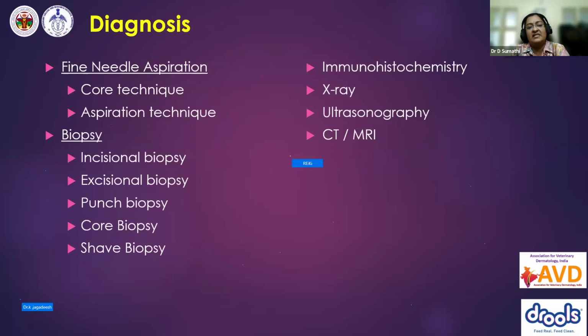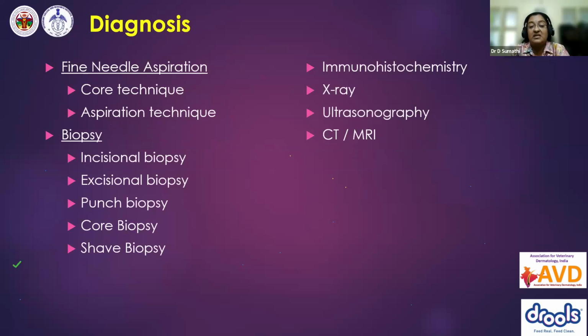So diagnosis, when there is a lump or bump, we are not supposed to ignore it. So we go for a fine needle aspiration. In fine needle aspiration, we have core techniques and aspiration techniques. In biopsy, we have incisional, excisional, punch biopsies, core biopsies, we also have shave biopsies. And once the biopsies are done, we can go with immunohistochemistry and various staining techniques.